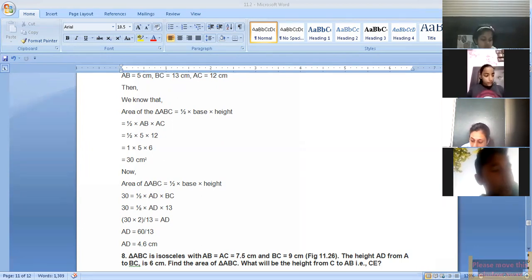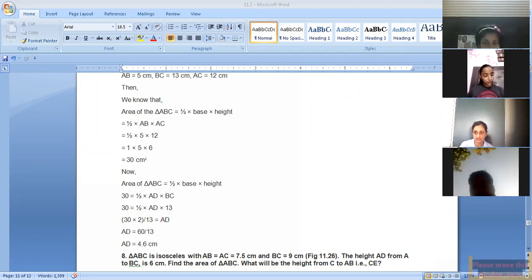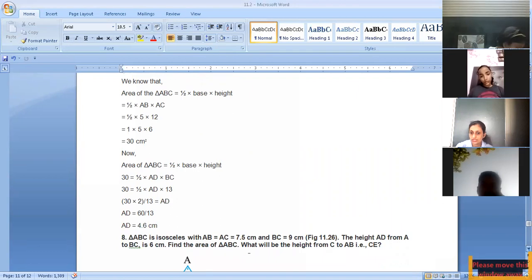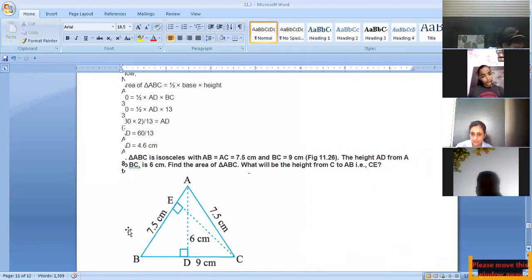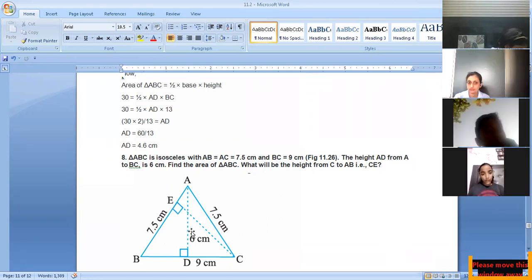So here it is an isosceles triangle. In an isosceles triangle, two sides are always equal and one side is unequal. That is 7.5 centimeter is already given for two sides, and base is given 9. One height is given 6 centimeter. We have to find out the another height, that is CE. And it is a 90-degree angle already given over there.